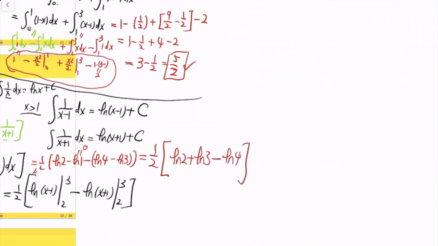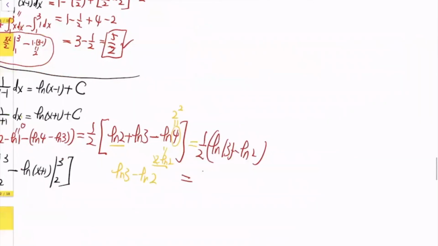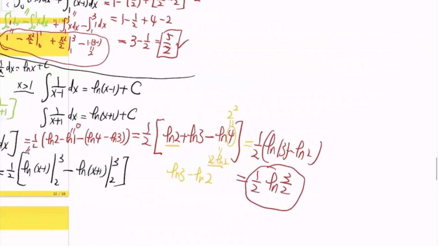But we can further simplify this. We know 4 is just 2 squared, so log 4 equals 2 times log 2. Then log 2 cancels one, so you get log 3 minus log 2. Eventually the answer is 1/2 times log 3 minus log 2. You can further simplify it: if you remember from high school, this is log of 3 over 2. So the final answer is 1/2 log of 3 over 2.